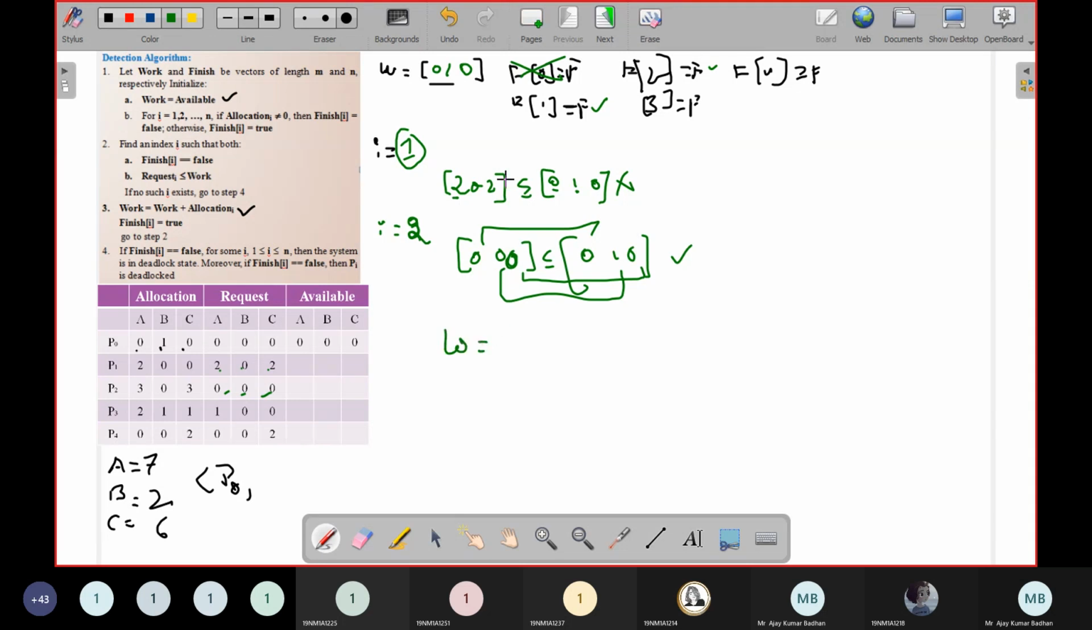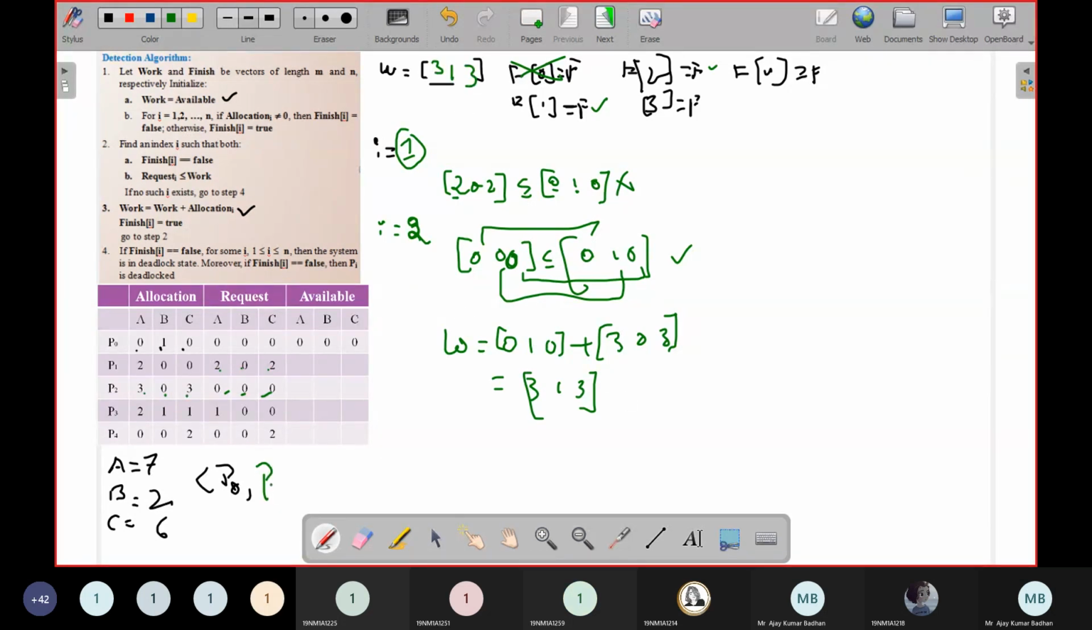So what I have to do: work equals work plus allocation. What is the value of work here? 0, 1, 0. So 0, 1, 0 plus allocation. How much have we allocated for process 2? 3, 0, 3. So I simply add it. 3, 1, 3. You people have got 3, 1, 3. Now you have to update this. How much did we get? 3, 1, 3. So this time it is 3, 1, 3. So process 2 has also completed.